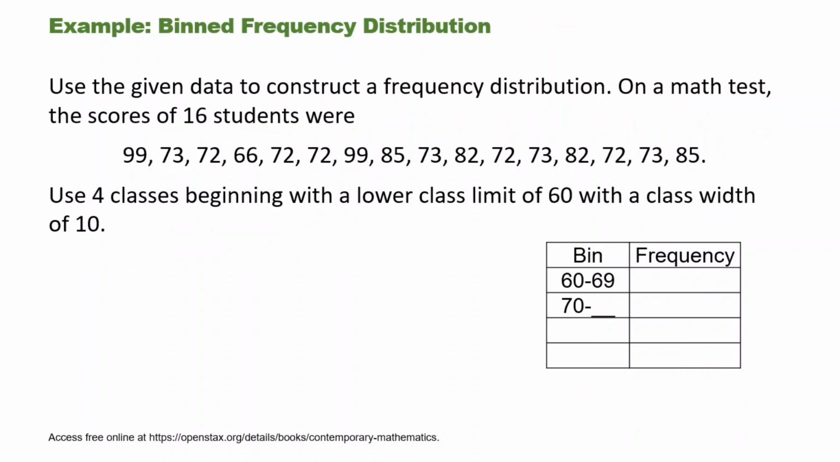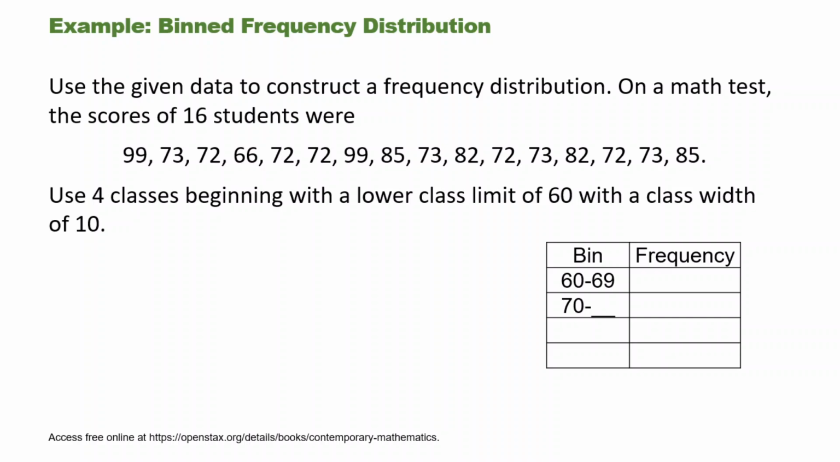Example, bin frequency distribution. Use the given data to construct a frequency distribution. On a math test, the scores of 16 students were 99, 73, 72, 66, 72, 72, 99, 85, 73, 82, 72, 73, 82, 72, 73, and 85. Use 4 classes beginning with a lower class limit of 60 with a class width of 10.